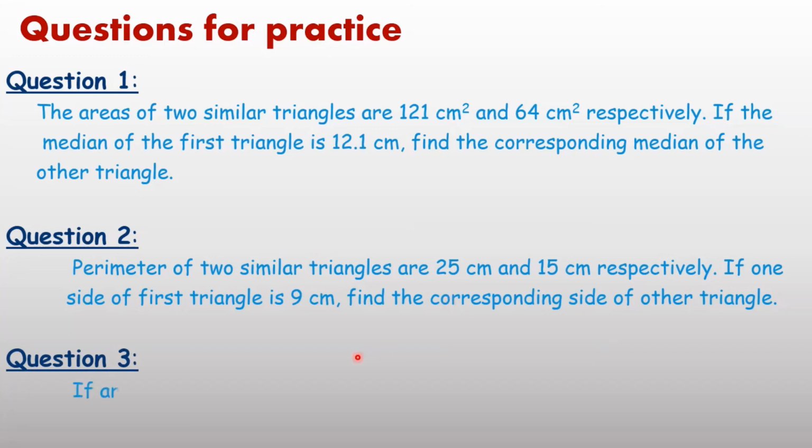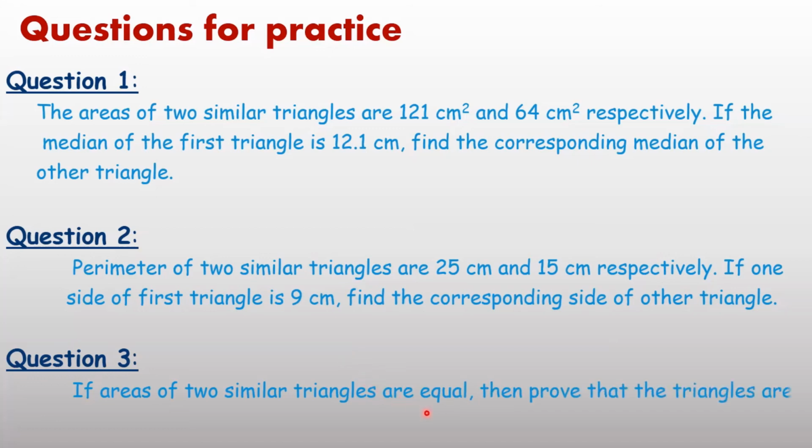And third question: if the areas of two similar triangles are equal, consider the triangles as ABC and PQR. If area of ABC equal to area of PQR, then we have to prove both triangles are congruent. Congruent means sides are equal. In this pattern you have to complete these questions and submit the answer.